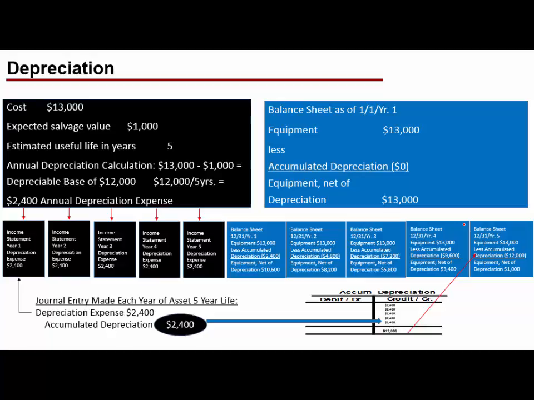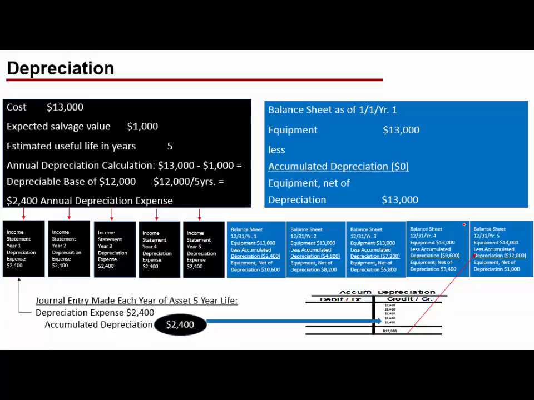Then the third year, same journal entry. Isn't it fun to be an accountant? Depreciation expense is what? 2,400 on the income statement. Another 2,400 in the accumulated depreciation. Now the accumulated depreciation is 7,200, right? Year 3. Year 4, same journal entry, depreciation expense 2,400 on the income statement for year 4. I put another 2,400 in accumulated depreciation. Now the accumulated depreciation is 9,600. The carrying value of the asset is 3,400.